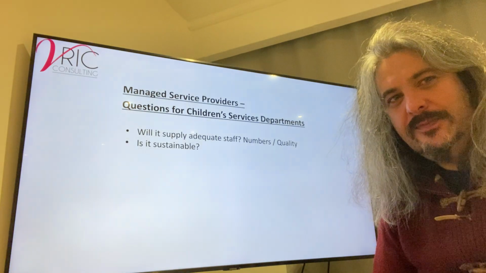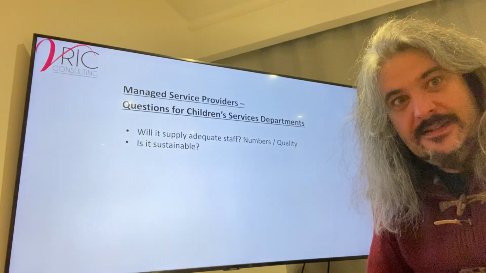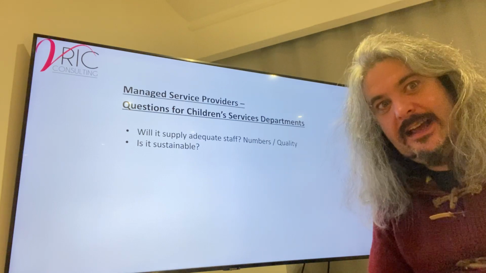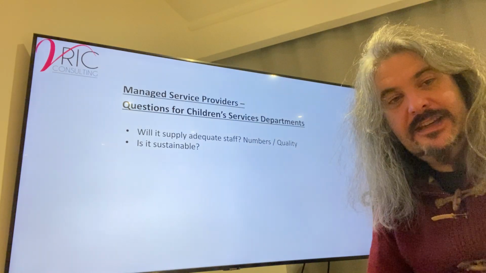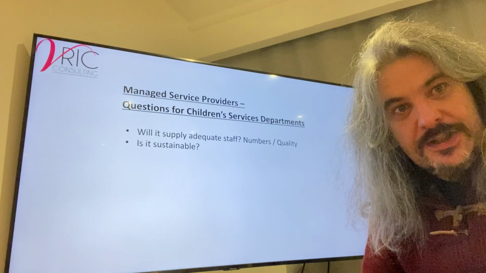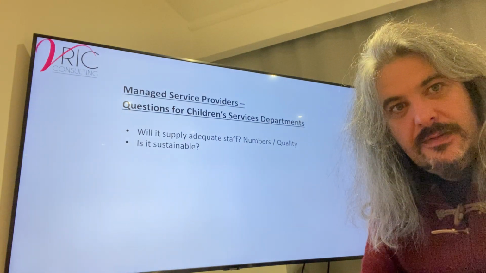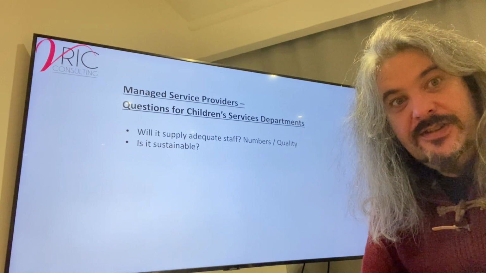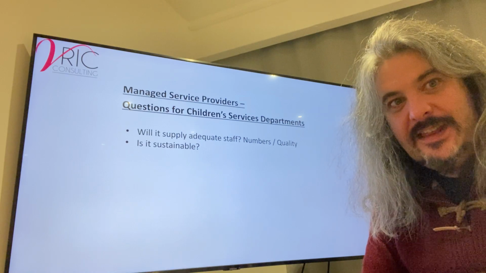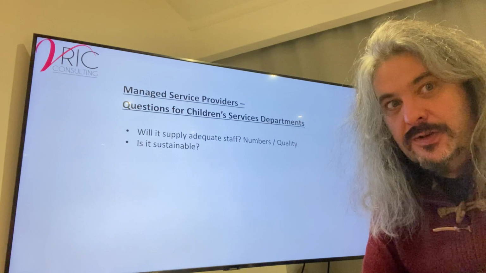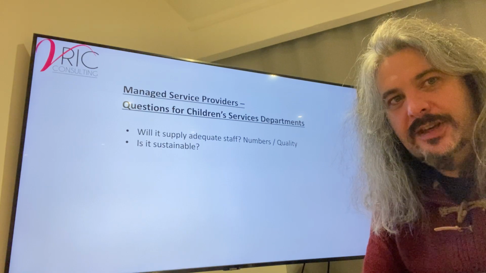Is it sustainable? Now, often when you hear the word sustainability in this kind of context, people think, is it economically sustainable? Will we be able to continue to afford it? Well, I'm going to ask you a question. What if the price is too cheap? What if in driving down the prices so much, the quality of business that is there is such that actually social work providers don't want to deal with you?